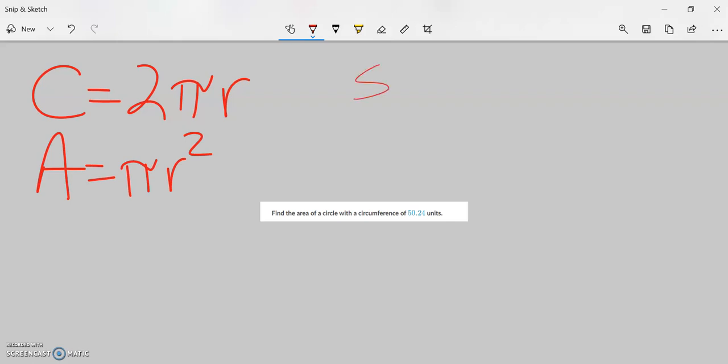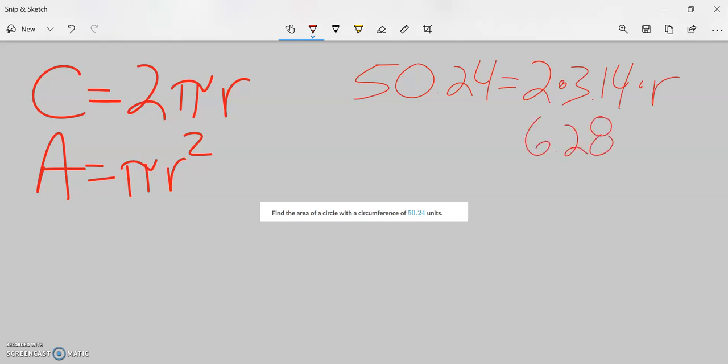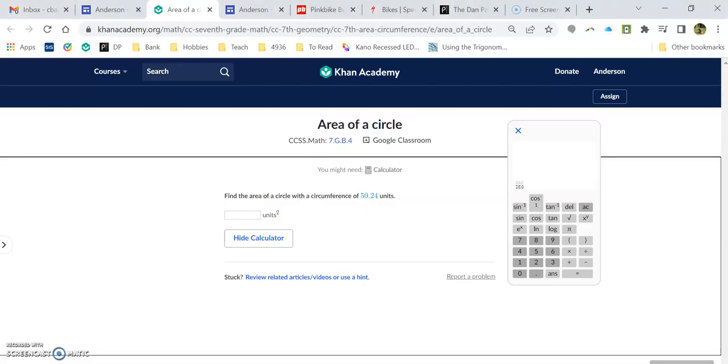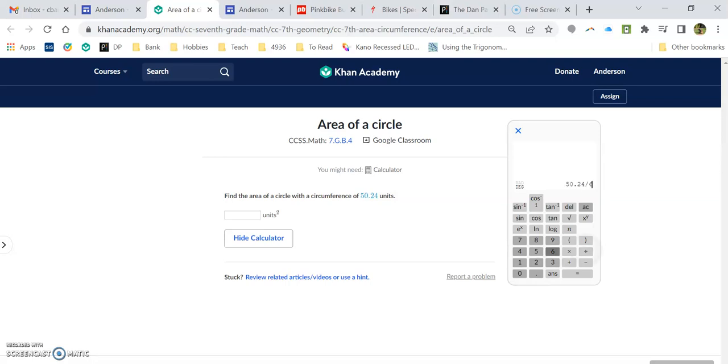So using the first formula, 50.24 is equal to 2 times 3.14 times our radius, which is 6.28 times radius. Divide both sides by 6.28. So we have 50.24 divided by 6.28. So our radius is exactly 8.